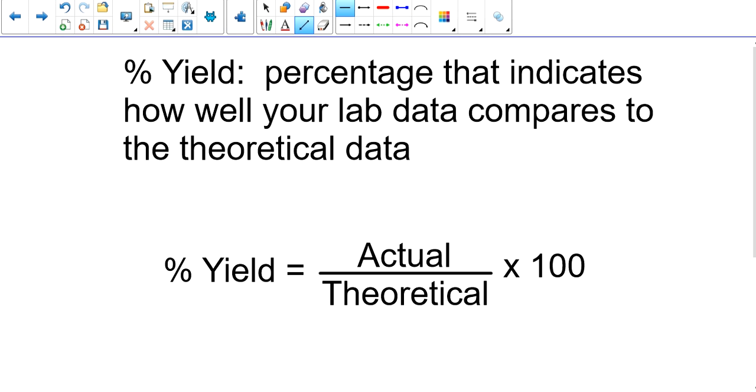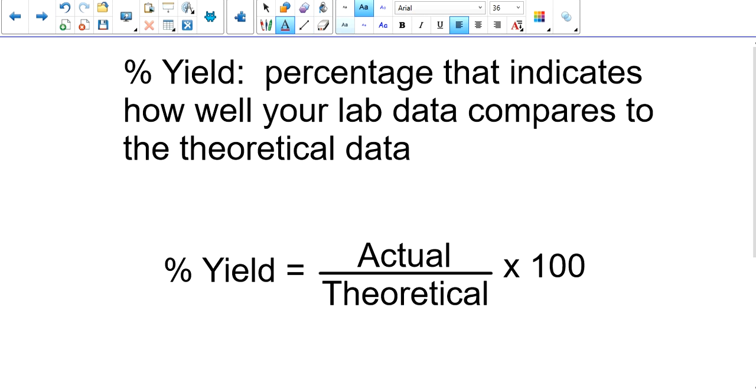And so what this percent yield allows us to do is it indicates how well our lab data, in other words, how well does the mass of the product that I actually obtained in the lab compare to what the theory says that I should have gotten. And so this is what we call the percent yield. It's just calculated by actual over theoretical times 100.